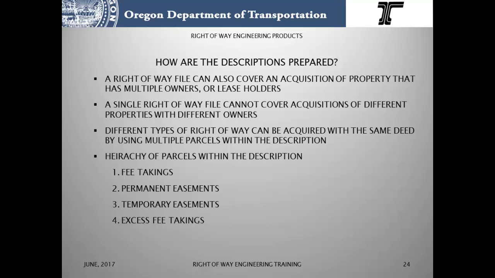Different types of right-of-way can be acquired with the same deed by using multiple parcels within the description. We do have a hierarchy of these parcels. So, first parcels are going to be fee takes, followed by permanent easements. After permanent easements will be temporary easements. And the last parcel in the description would be an excess fee take.